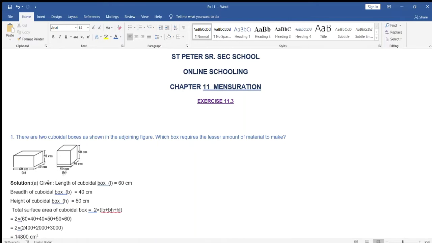Hello students, welcome. I am again here with our new exercise, that is exercise 11.3 from our chapter Mensuration of class 8. Okay, so here we start with our question number first.